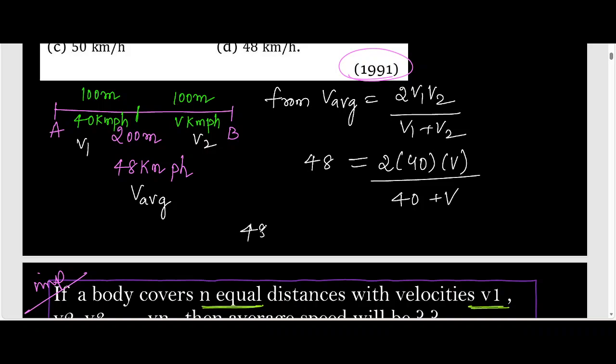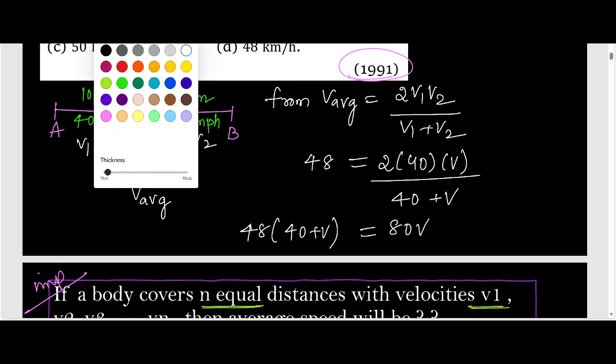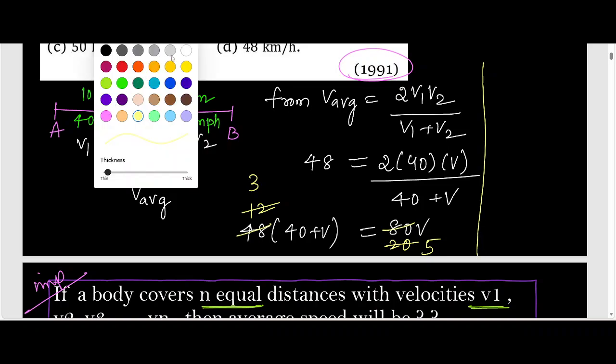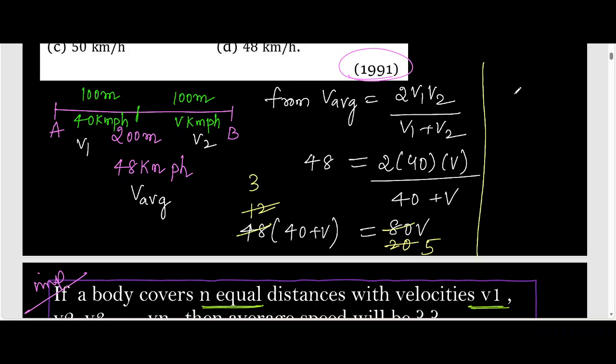Now simplify this. 48 into 40 plus V is equal to 40 into 2 into V, that is 80 V. Anything gets cancelled? 4 ones are 4, 4 twos are 8, and 0 as it is. 4 threes, 4 fives. So what are you left with now? Just do the multiplication. 3 into 40 is 120 plus 3V, and this is equal to 5 into V, so 5V. So send 3V to that side. It becomes 2 into V.